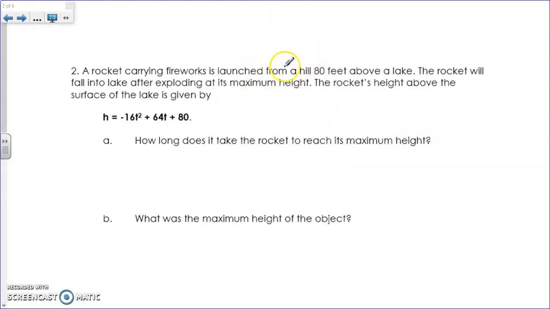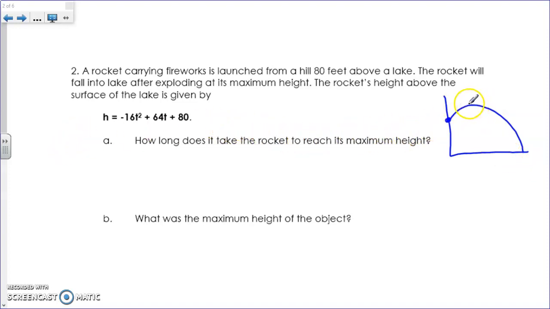A rocket carrying fireworks is launched from a hill 80 feet above a lake. The rocket will fall into the lake after exploding at its maximum height. The rocket's height above the surface of the lake is given by this. Okay, so here we are. We are 80 feet above the lake, and the rocket is launched, and then it's going to hit the ground here. So how long does it take the rocket to reach its maximum height?